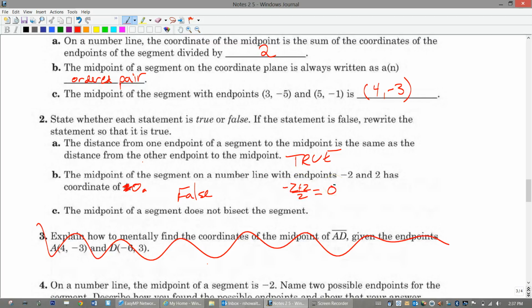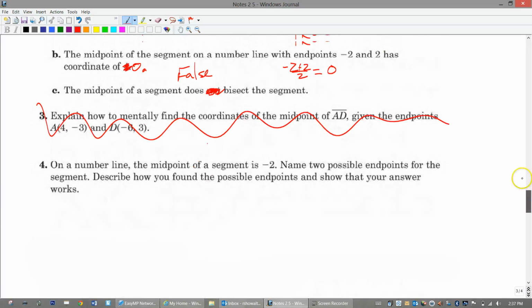The midpoint of a segment does not bisect the segment. It does bisect the segment. 100% does. That's what a midpoint does. It bisects the segment, splits it into 2 equal parts. Okay, but a midpoint is more specific than just a bisector, because if you just call it a bisector, it could be an angle bisector. You know what I mean? It also refers to the fact that it's collinear with the 2 points, if you say midpoint.